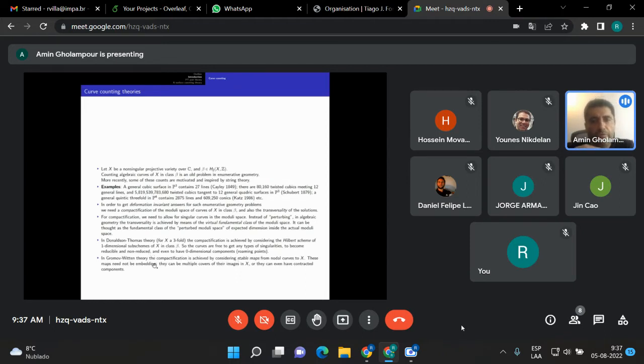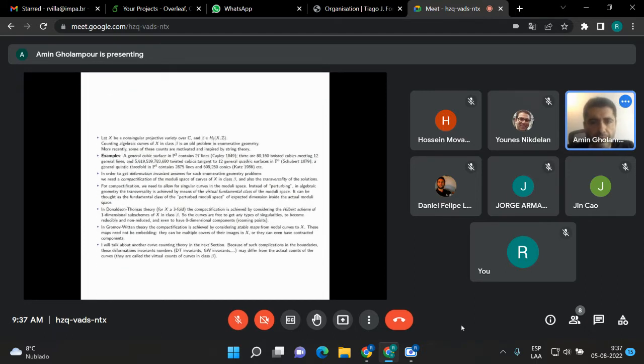Another curve theory is Gromov-Witten theory, in which compactification is achieved by considering the moduli space of stable maps from nodal curves to X. So we already allow the domain curves to have singularities. In addition, the maps need not be embeddings: they can be multiple covers of their images in X, and they can have contracted components. Another curve counting theory, Pandharipande-Thomas theory, I will talk about in more detail.